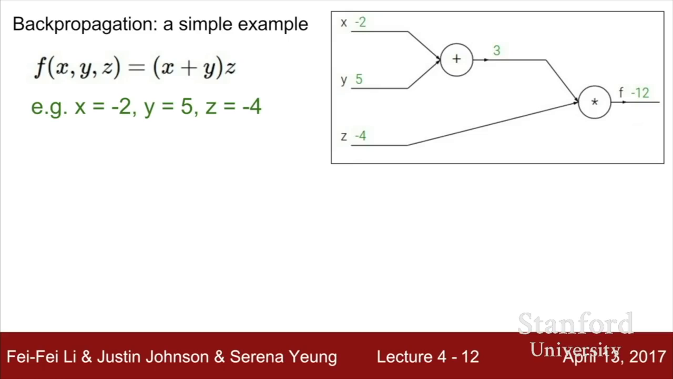And then now we're going to do a forward pass through this network. So given the values of the variables that we have, so here x equals -2, y equals 5, and z equals -4, I'm going to fill these all in our computational graph. And then here we can compute an intermediate value. So x plus y gives 3. And then finally, we pass it again through the last node, the multiplication, to get our final node of f equals -12.